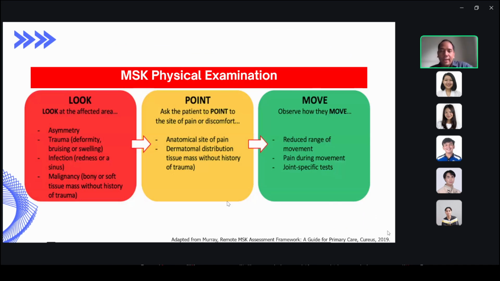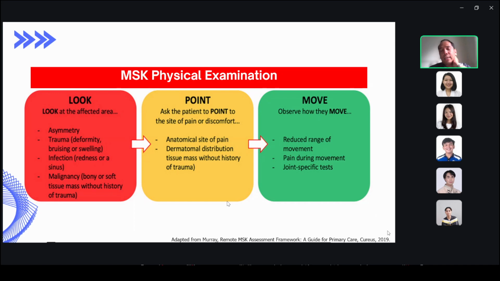And then after asking for the pertinent history and the review of systems, we will proceed with the physical examination. So when we ask the patient, for the particular patient number one, look at the affected area. So where is the pain of the patient? It is in the neck, no?